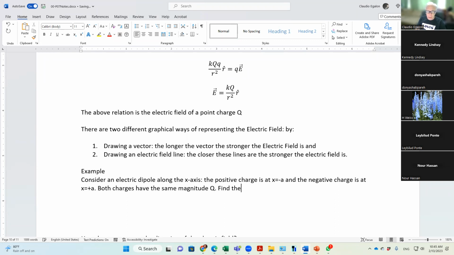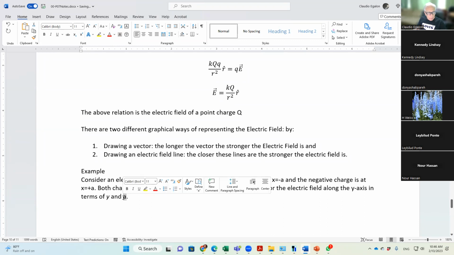Find an equation for the electric field along the y-axis in terms of r, the distance. Let's see, in terms of y and a. Okay, in terms of the y coordinate and the a value. Let's do that together. Solution.